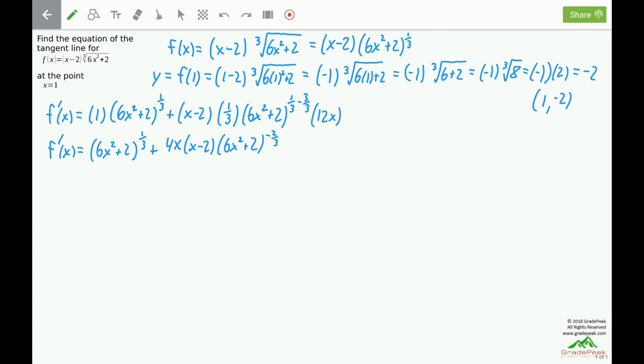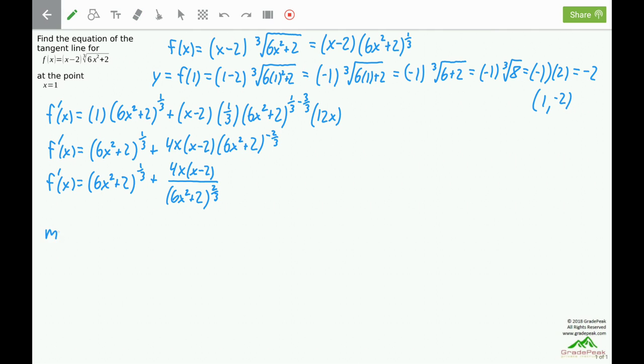Before we plug in the x value of 1, we're going to want to rewrite all negative exponents as positive exponents. You don't have to simplify this as much as needed to write the function derivative, but you will need to simplify this enough to be able to plug in x equals 1. And generally that means at least negative exponents need to move to the denominator. I'm going to move this 6x squared plus 2 to the denominator, so it's to the positive 2/3 power. At this point, we probably have it simplified enough to be able to plug in x equals 1.